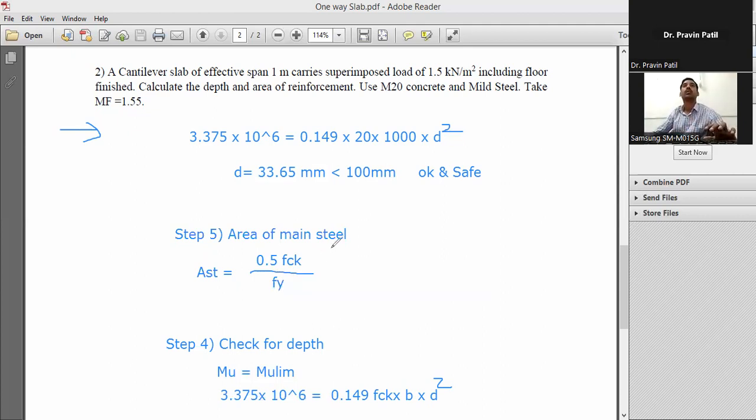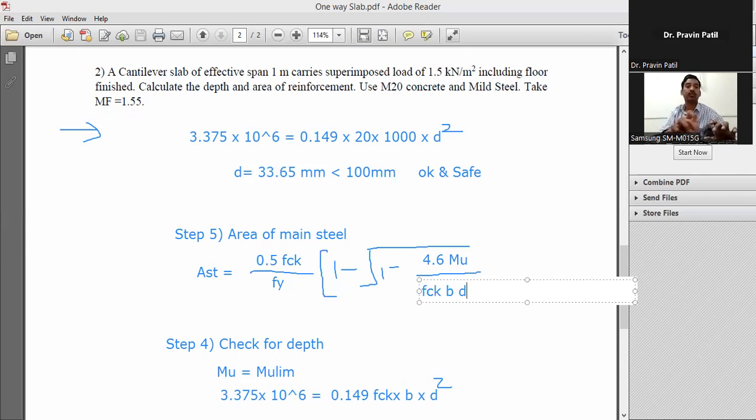in bracket, 1 minus root of 1 minus 4.6 Mu divided by FCK B D square, bracket close, into B into D. Okay, put all these values here.